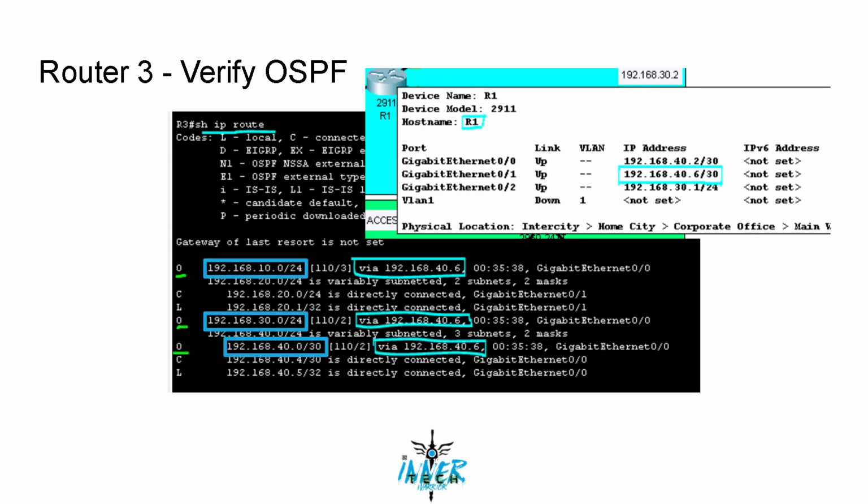That means the routes 192.168.10.0/24, 192.168.30.0/24, and 192.168.40.0/30 on router 3 were all learned from router 1.